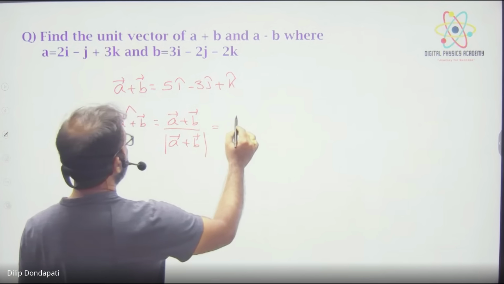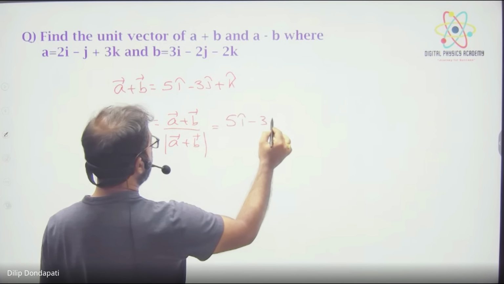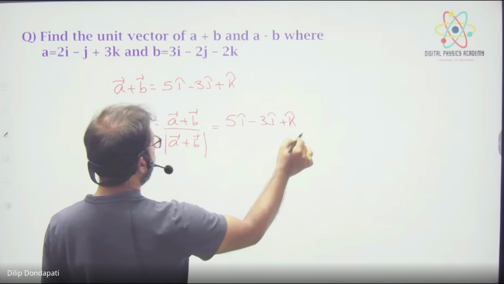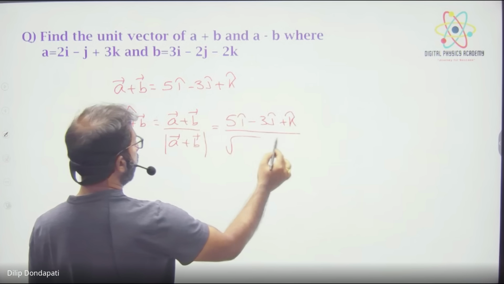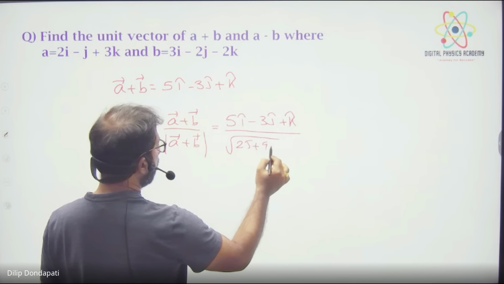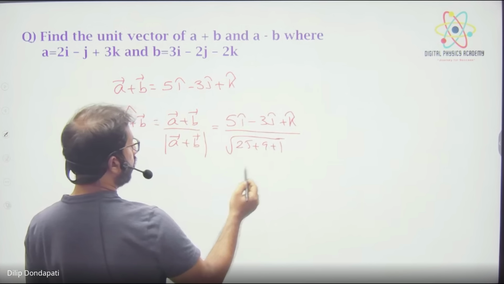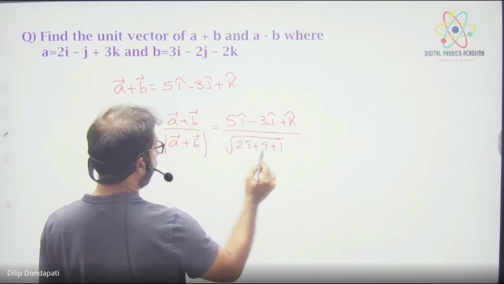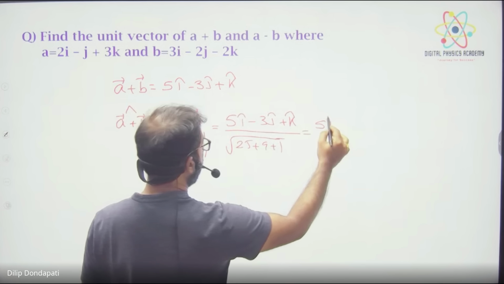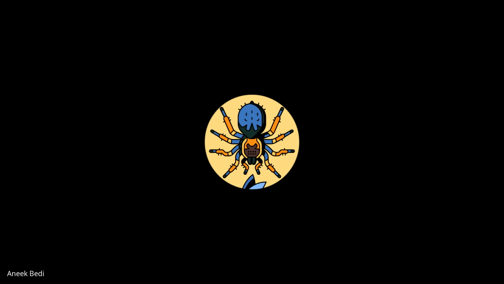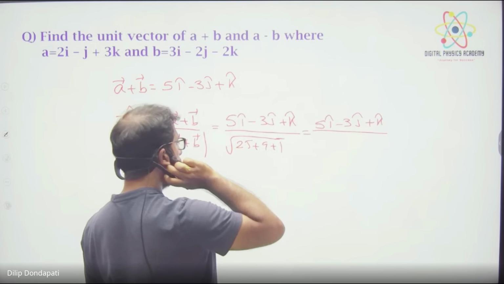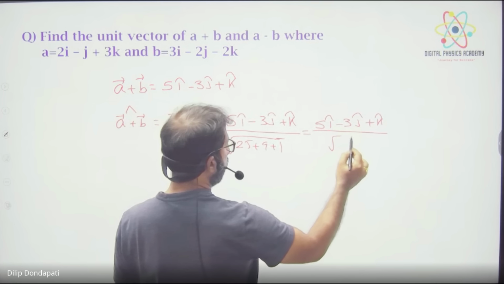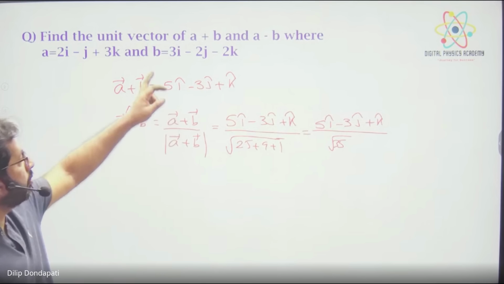How much you got first one? 5i cap minus 3j cap plus k cap by mod कितना है? Just 9 plus 1, so 35, right? 25 plus 9 plus 1, root 35. Can you write it any other way? No, sir, it's 35. Yeah. Next a minus b का यूनिट वेक्टर फाइंड करो.